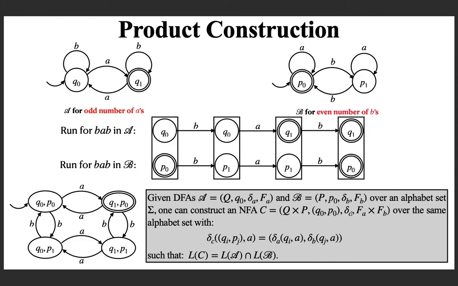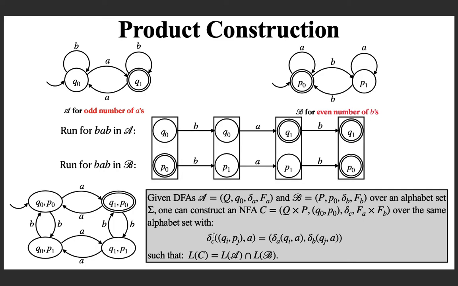And delta C is the new transition function that we have to define. And the final states, what are they? A state is final if the first one is a final state from the first automaton and the second one is a final state from the second automaton. So this can be mathematically defined as F A cross F B. That is, the first must be a final state in the first automaton and the second must be a final state in the second automaton.